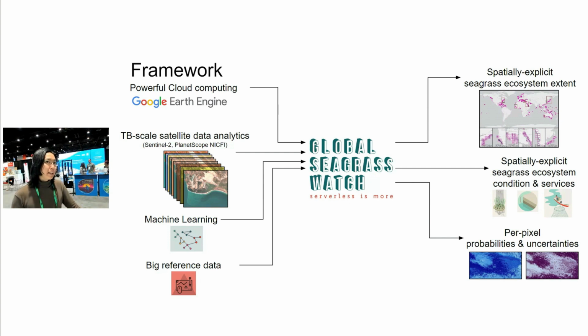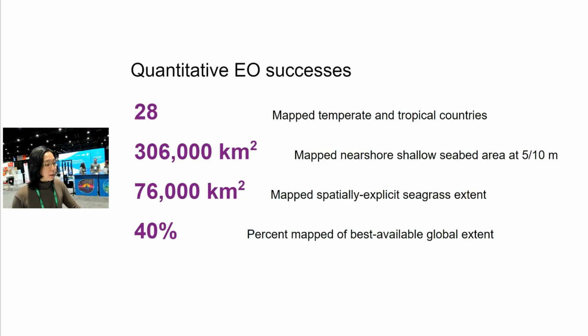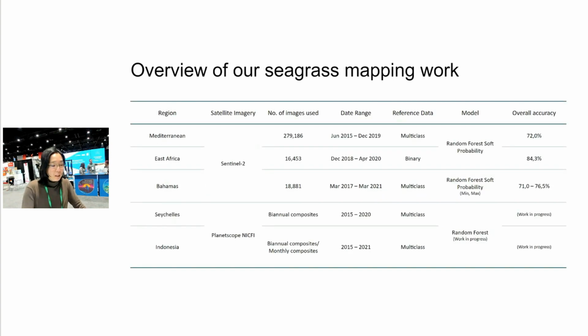We have started since 2019, 2020. Ever since then, we have mapped 28 different countries, covering over 300,000 km square worth of shallow seabed areas, and mapping almost 80,000 seagrasses, covering about 40% of the available global extent. And these are the 5 regions that we'll be working on.